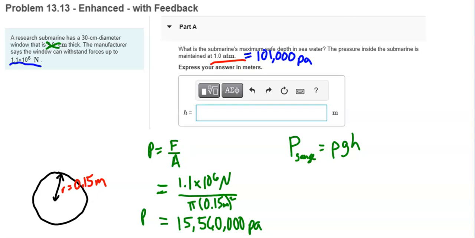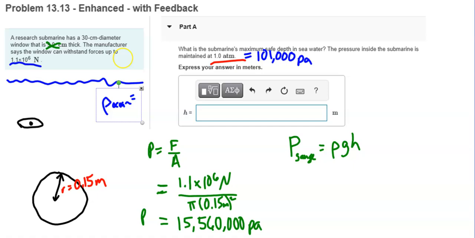So what we're imagining is a submarine down underwater, and it's got some kind of portal on the side of it that apparently is made out of glass. That submarine is somewhere down in the ocean, and the density of ocean water, rho ocean, is 1030 kilograms per meter cubed.